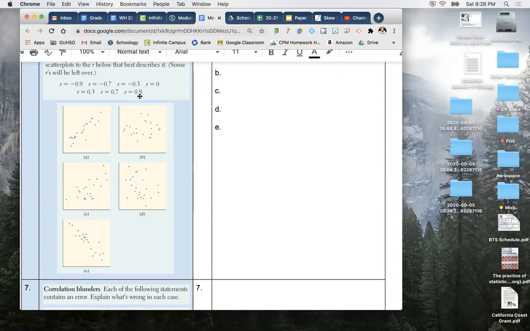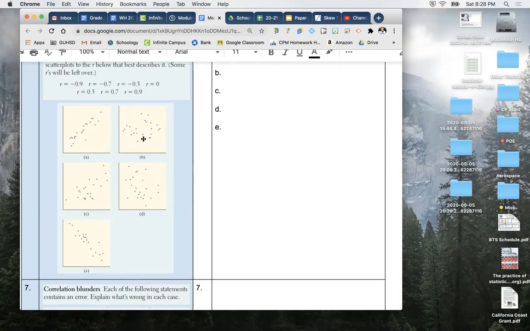I will say that you can have an R value of 1, and that would mean that every single point is exactly in line with each other. You can also have an R value of -1. It would just mean every single point is exactly in line, but the slope is negative. This one would be R equals 0.9.